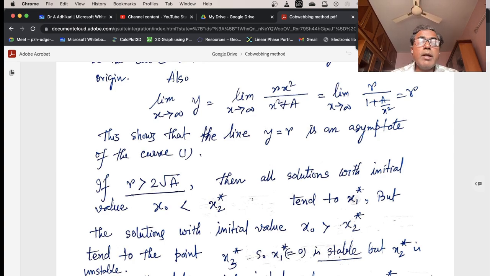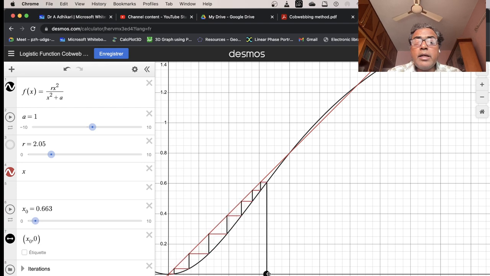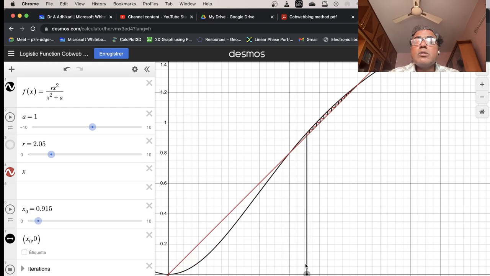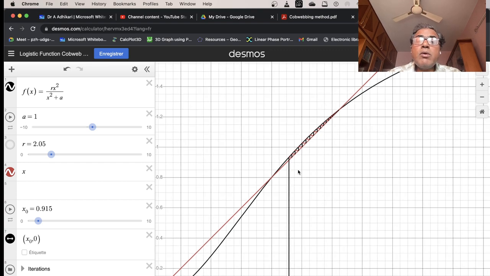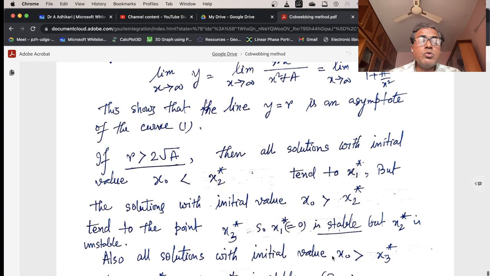But for the solution with initial value x0 greater than x2 star, x2 star is here, and the solution greater than x2 star is this. From this figure, by cobweb, we clearly observe that this solution goes to x3 star. So for initial values greater than x2 star, the solution tends to the point x3 star. So x1 star, that is 0, the trivial equilibrium, is stable, but x2 star is unstable.